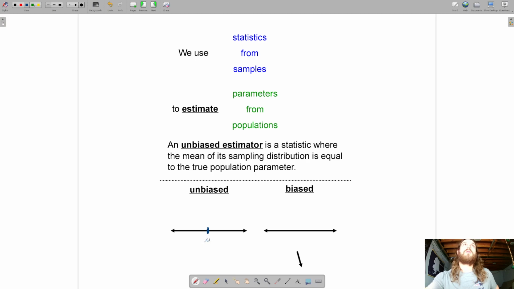Oh, that's too thin. Try that again. Sorry, I'm using a new program here. Let's say we were trying to actually guess a population mean here. Oh, come on, man. What is going on?